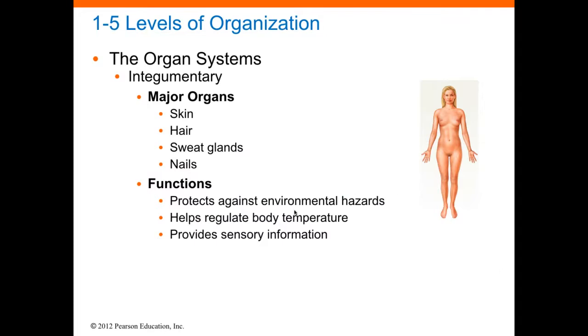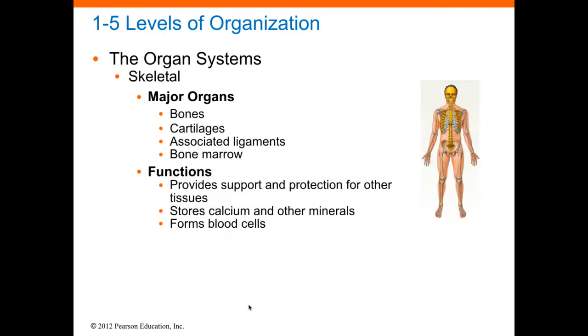Okay, so when we talk about the integumentary system, as we mentioned earlier, we talk about the skin, hair, nails, sweat glands, and it's designed to protect us against environmental hazards, right? Keep whatever's outside of the body on the outside, keep what's inside the body on the inside. Skin and hair help to regulate our body temperature, and they also provide sensory information, right? If a little insect is crawling on your arm, we have enough sensory receptors to detect that.